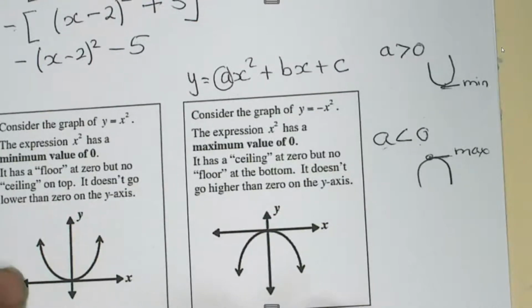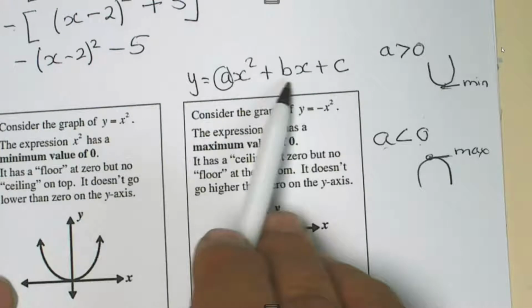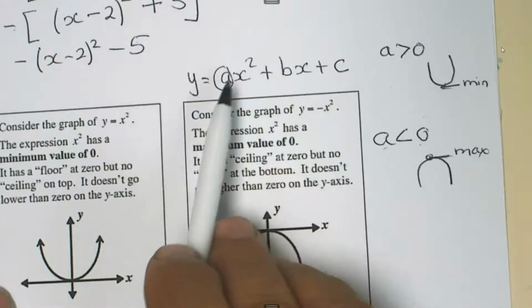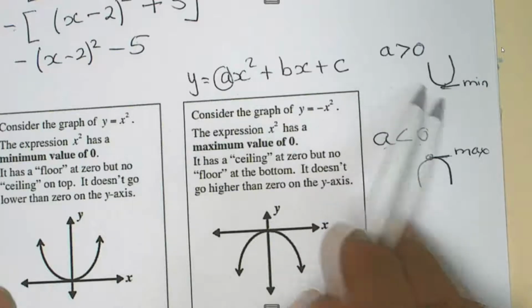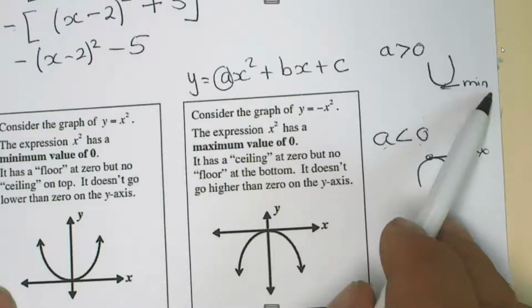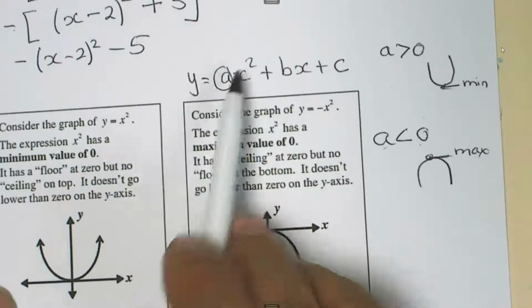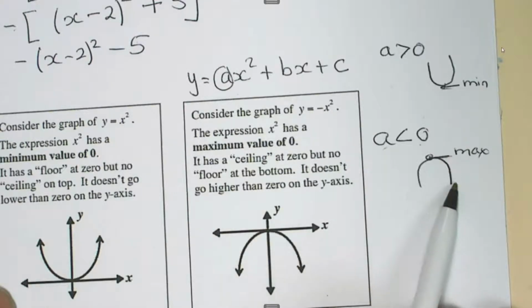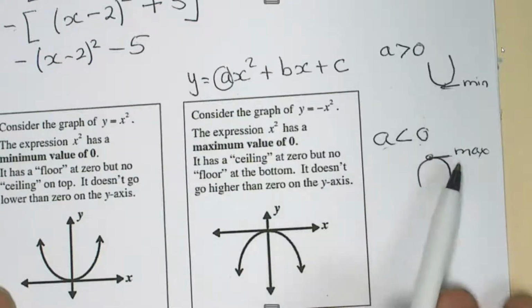I repeat, the general equation of the parabola is y = ax² + bx + c. If this a value is positive, the parabola has got its arms up and it has a minimum value. And if this a value is negative, the parabola is drawn with the arms down and it has a maximum value. The minimum or the maximum value is the y coordinate of the turning point.